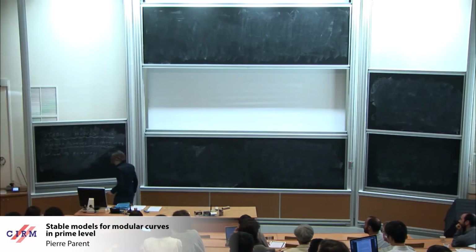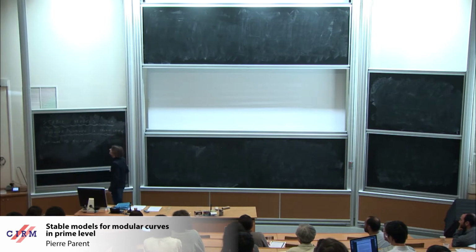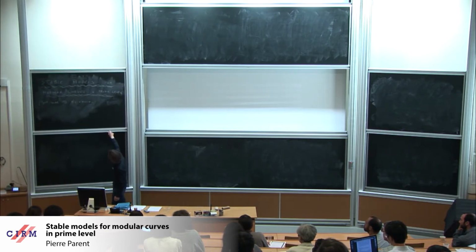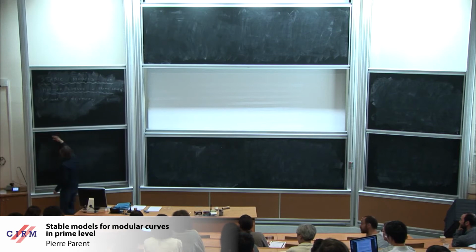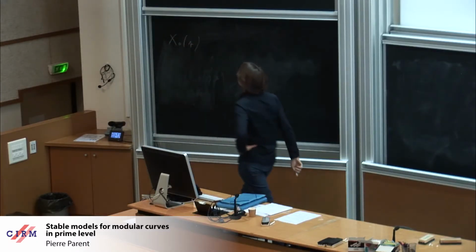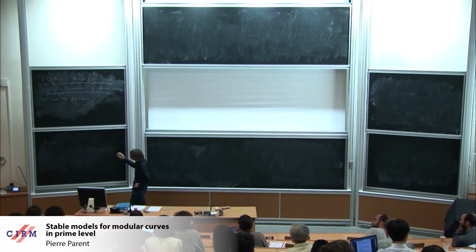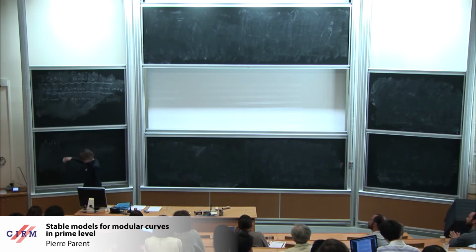So let me start with a quite familiar picture, I think, which is that of the special fiber of the Deligne-Rapoport model for X_0(p). So X_0(p) is the famous modular curve, which has been discussed several times since the beginning of this week, and in particular in Samuel Le Fourn's lecture this morning. So this parameterizes isomorphism classes of elliptic curves endowed with a group of order p.